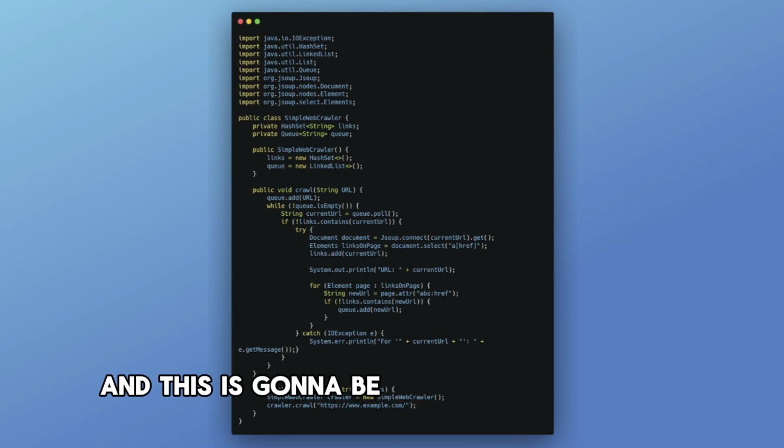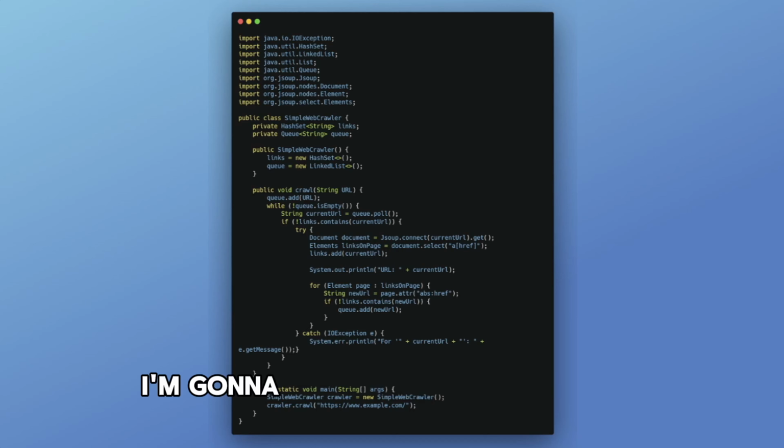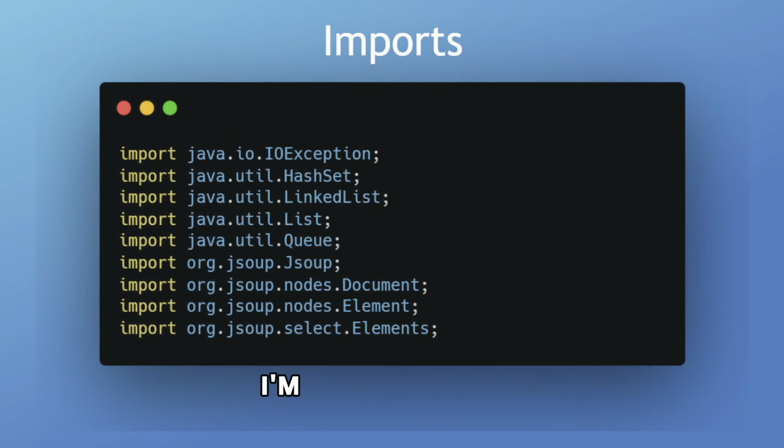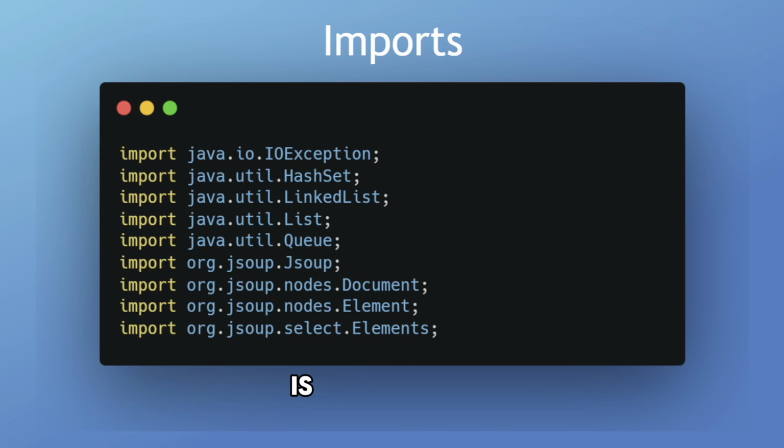And this is going to be the full source code. And for those of you that don't understand Java, I'm going to go over this in detail so that anyone can understand this. But we're going to start at the very top with the imports. I'm going to go over only a few of them to not waste any time, but the first one is java.util.HashSet, which in this code is going to be used to store URLs that have already been visited to avoid revisiting them.